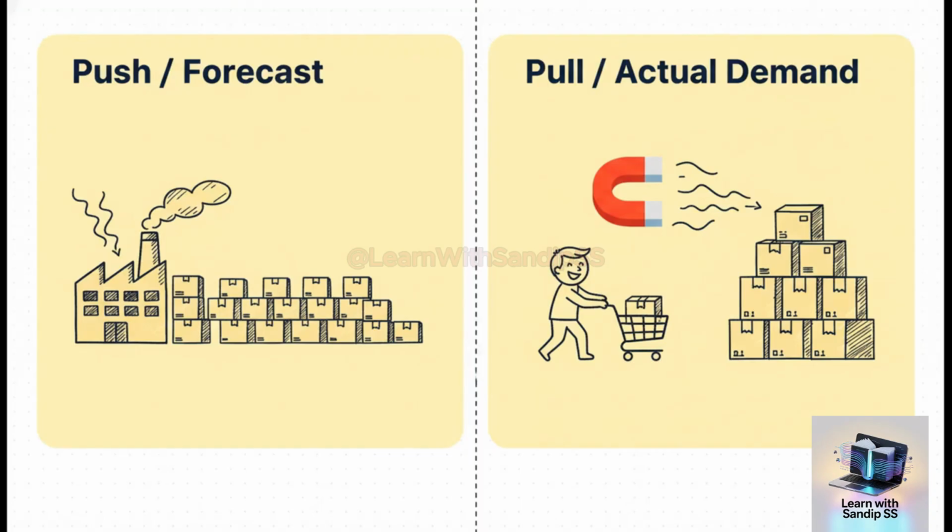Okay, this slide really sets the stage for the big showdown. On one side, you've got traditional MRP. It's all about pushing inventory out there based on a forecast, which, let's be honest, is basically a sophisticated guess. But on the other side, you have demand-driven planning, or DDR. This is a total game changer. It pulls inventory into the system based on what people are actually buying right now.